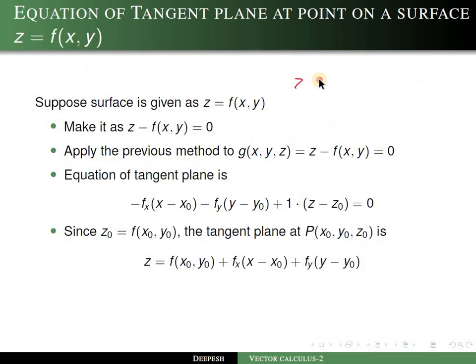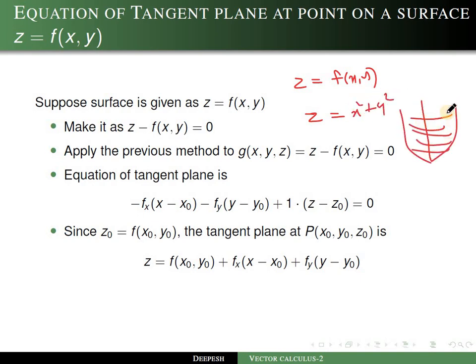So sometimes the equation of the surface may be given as z equal to f of x comma y. For example, the paraboloid can be written as z equal to x square plus y square, right? So that gives a parabola. Parabola rotated gives you a paraboloid. So such a function, if you have, then how to find the tangent plane equation?